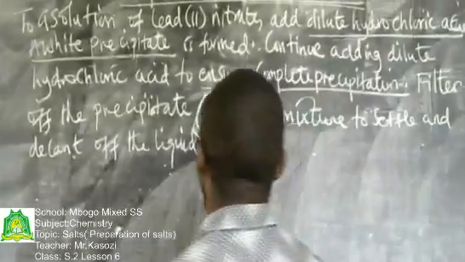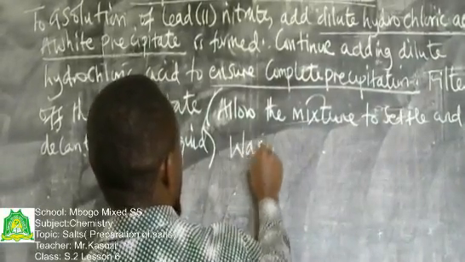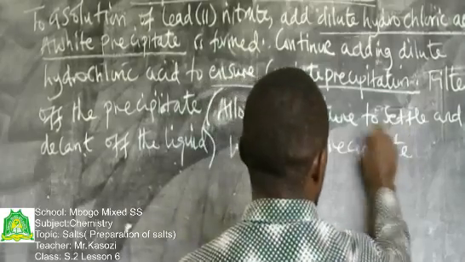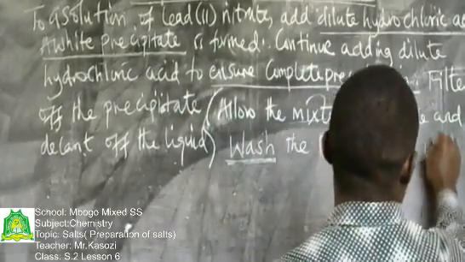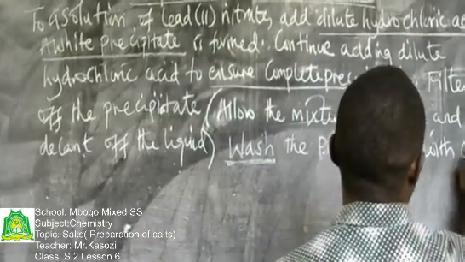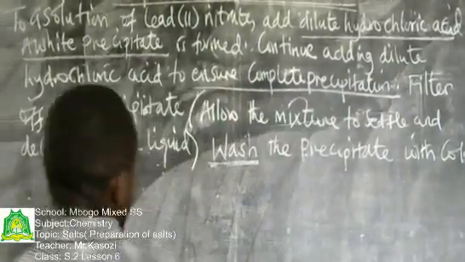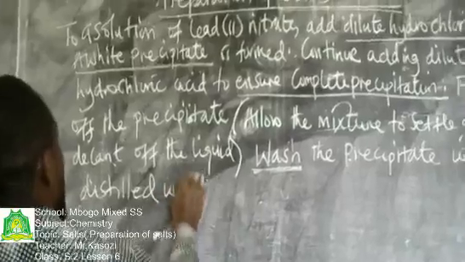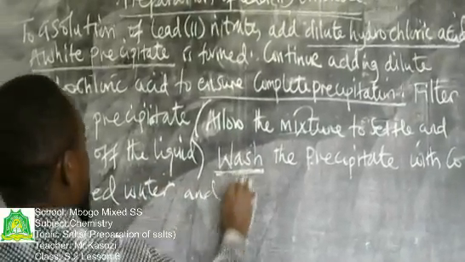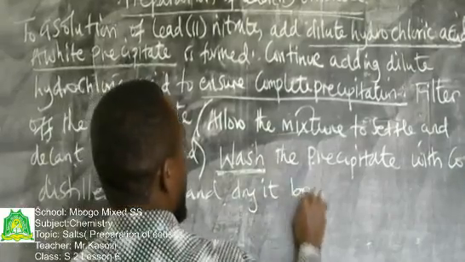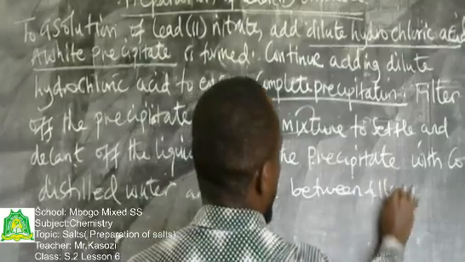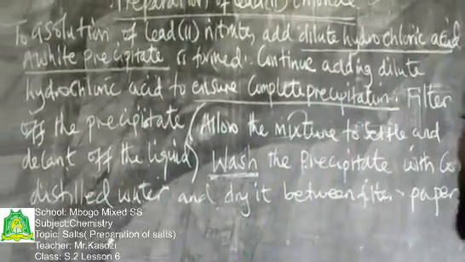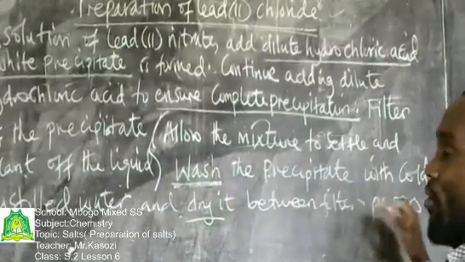Then we wash the precipitate with cold distilled water, and dry it between filter papers. Why do we say cold distilled water?